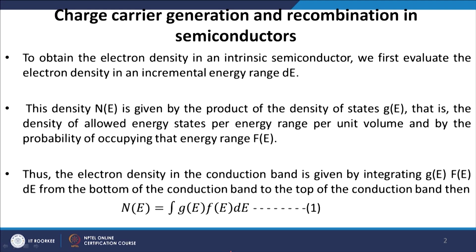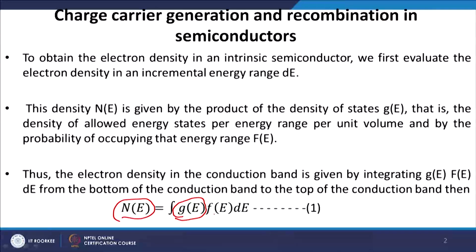So, if Ne is the total number of electrons, how can I get this Ne? By multiplying the density of states, which we have written as G, you can as well write as D or Rho. Different textbooks use different versions of this, but here we are using G times the Fermi Dirac probability function.